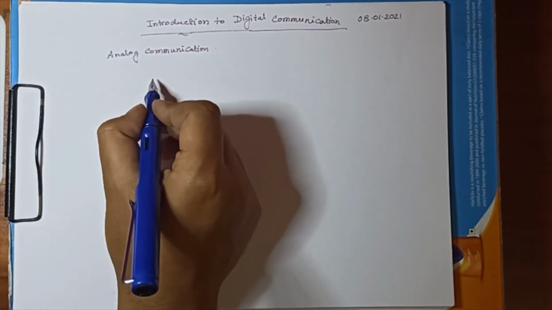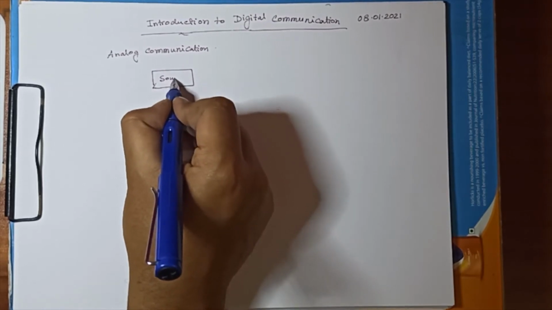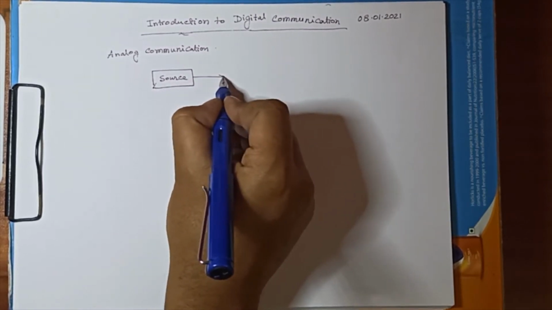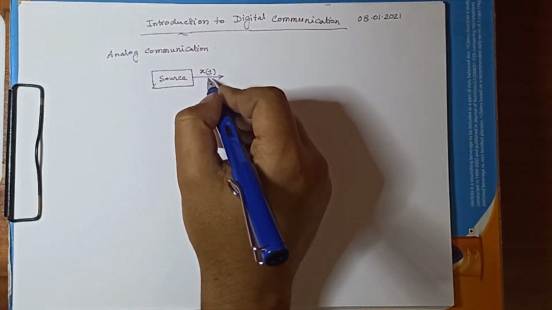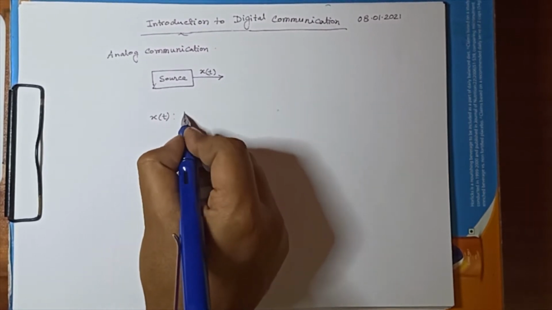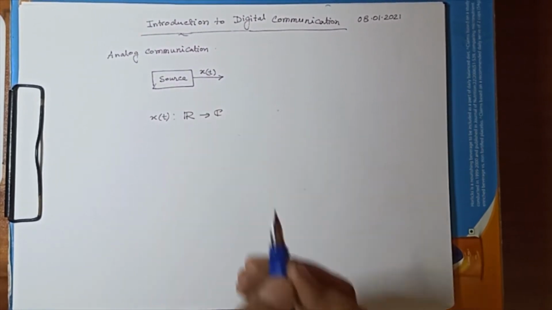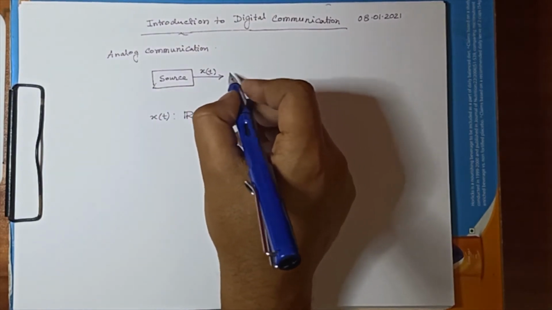is that there is some signal source, and the source is generating some continuous time waveform. Suppose this is x(t), a continuous time signal. This can be a complex valued signal, so x(t) is like a function from the real line to the complex plane. You know the in-phase and quadrature phase, how the analytic function is generated, that is a complex valued signal. And then there is some channel.